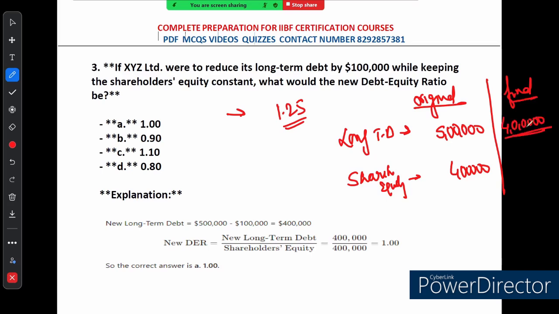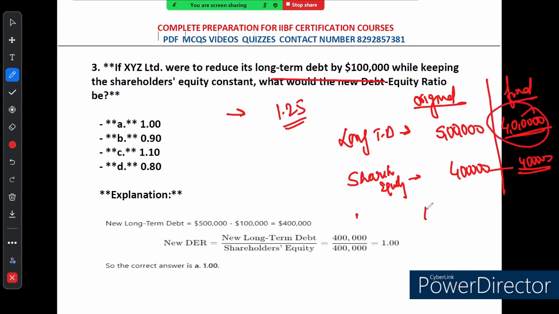It has become $4,00,000 because it has been decreased by 1 lakh. You can see it reduces long term debt by 1 lakh, so the shareholder equity remains constant. It is almost 4 lakh only, right. So now can you tell me what is the new DER? So new DER will be how much?